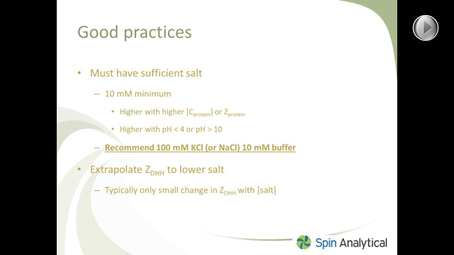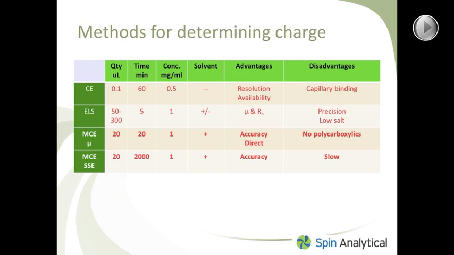So there are lots of ways of measuring the charge. Capillary electrophoresis requires very little material. It is extremely difficult, especially with a new protein, because you have to find conditions where the protein doesn't stick to the capillary wall. Electrophoretic light scattering is the only technique that provides both the electrophoretic mobility and the Stokes radius simultaneously, but it has problems with precision, as you'll see in a minute.